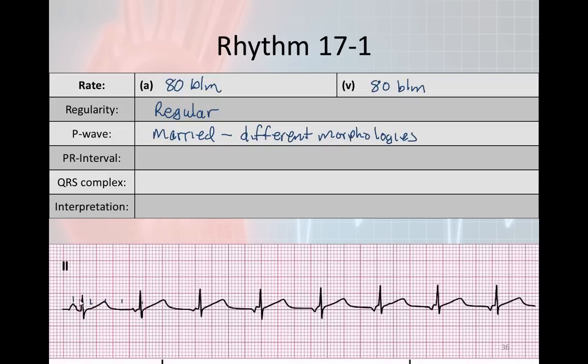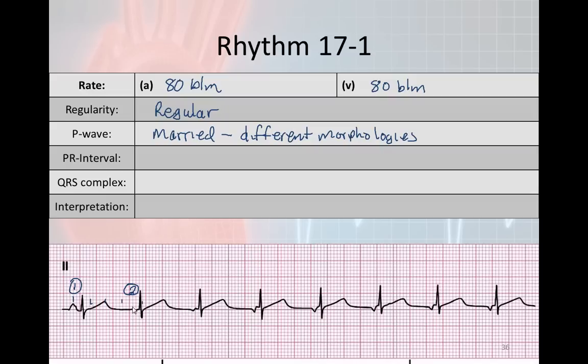So what we want to do is look at these P waves and see, do we have at least three different morphologies? Well, let's look at this. This is one morphology right here. Do you see this morphology anywhere else in the rhythm strip? And the answer is no. So this right here would be considered one morphology. Now let's look at this P wave right here. Is this P wave a different morphology? Yes, it is. Do you see this morphology anywhere else? Now notice this goes up then down, this goes down then up, this goes down up, that looks inverted, that looks weird, maybe a down up, and that looks inverted. So that's definitely the only one of that one.